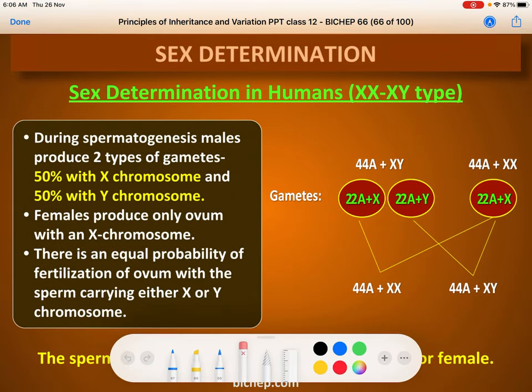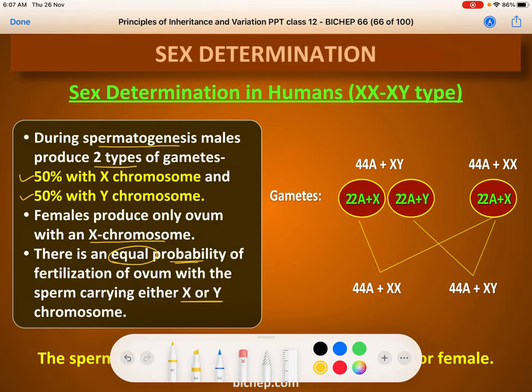A similar mechanism is again defined, right? So, during spermatogenesis, males produce two types of gametes. 50% of them contain X chromosome and 50% of them contain Y chromosome. But females produce only one type of gamete that contains X chromosome. So, there is a 50% chance, that is equal probability, of fertilization of ovum with sperm carrying either X or Y chromosome.